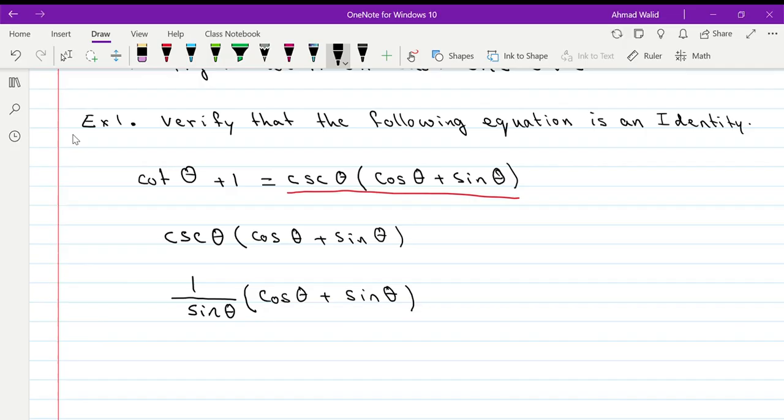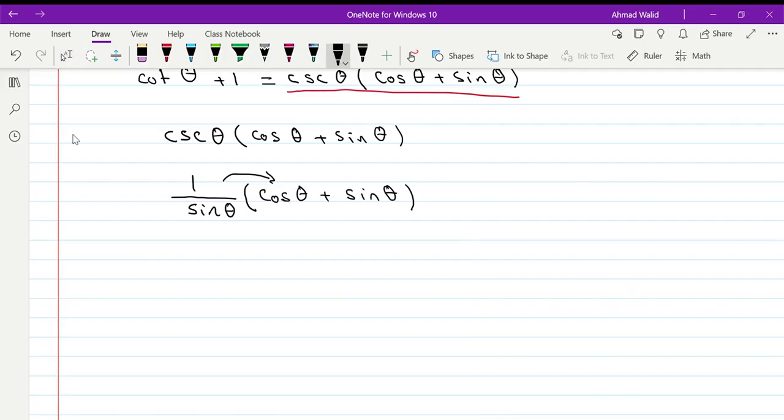I will multiply this with cosine theta plus sine theta. When you multiply a fraction to a term, of course, you multiply only the top, correct? It means you will end up with cosine theta over sine theta. 1 times cosine theta gives you cosine theta over sine theta. Positive times positive gives you positive. 1 times sine theta gives you sine theta over what? Another sine theta.